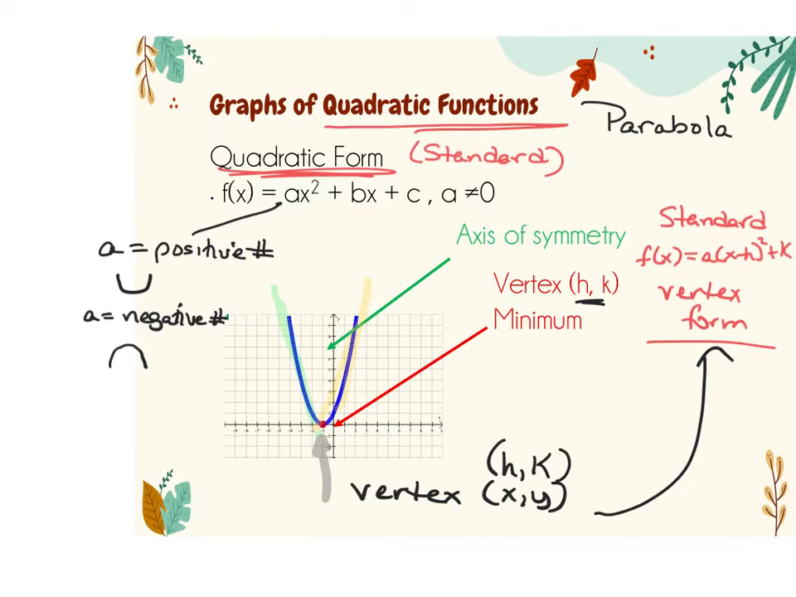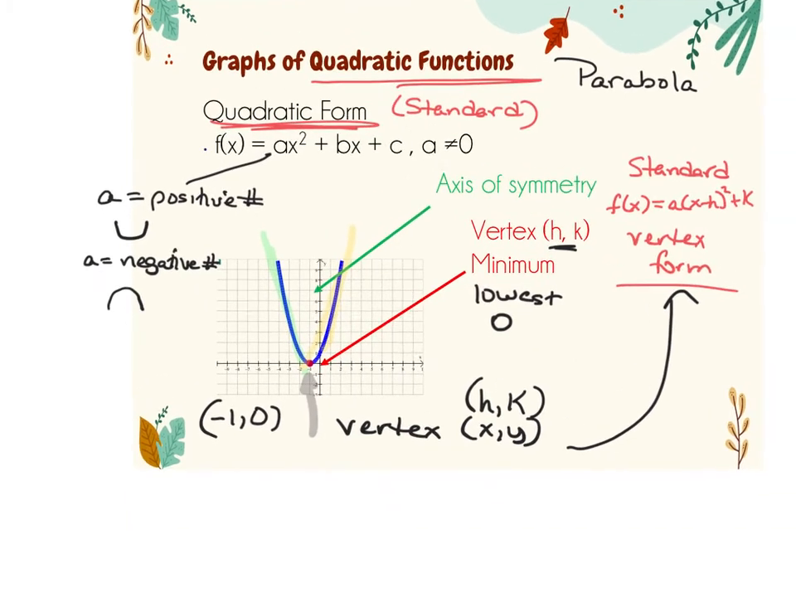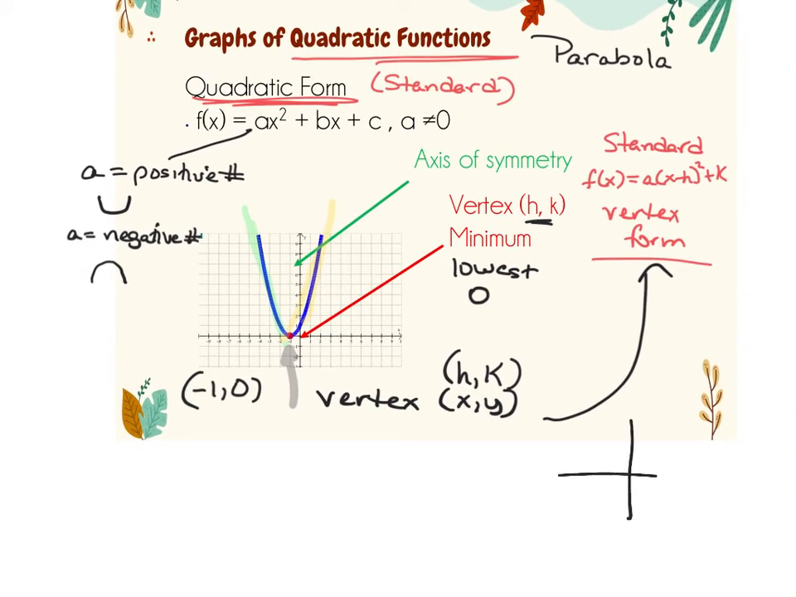The vertex, when it's a U shape, is always the lowest value that the graph will have, and it's the y value. So the ordered pair for this vertex is actually the ordered pair (-1, 0). So the lowest y value that this graph has, the minimum value, is 0. When your a value is negative, then your graph looks like an upside down U, and this vertex point would be a maximum. This is the highest it can get.